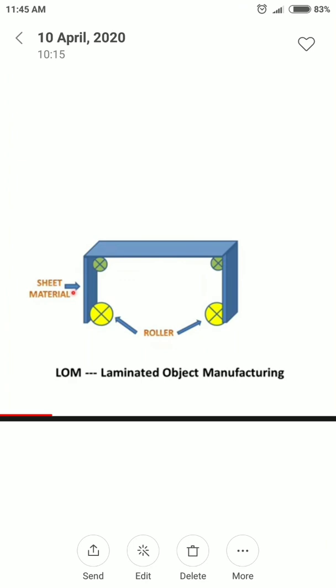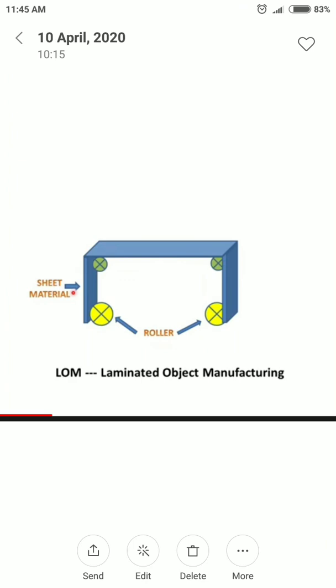Lamination, we have heard the word lamination. Laminated means that if one substance is there, we take another different substance and bond them closely together, the lamination material as well as the original material, and make them into one piece. That is called laminated object manufacturing.